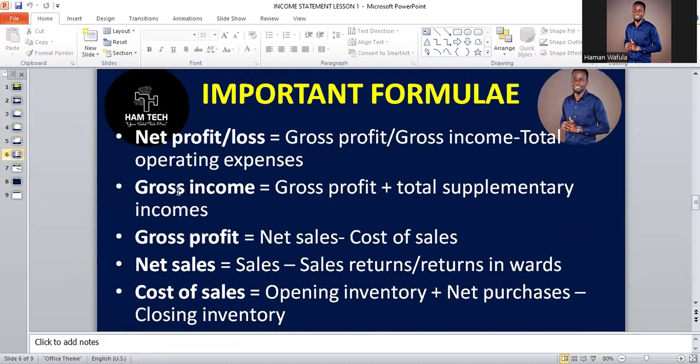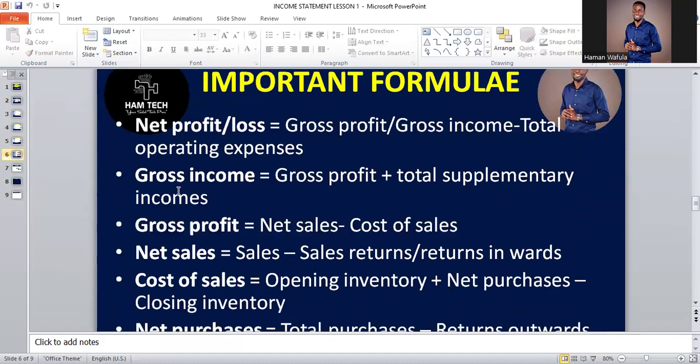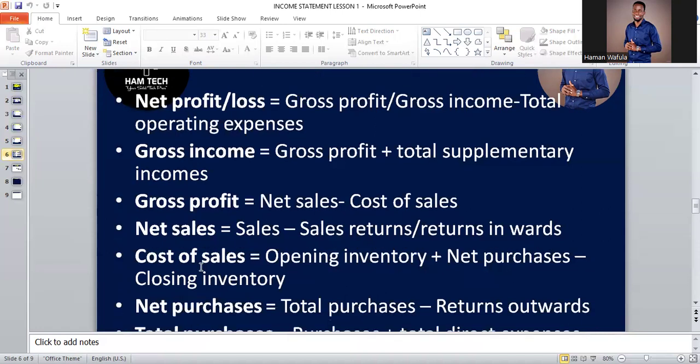So in order to prepare an income statement, these formulas are very important. The main purpose of preparing an income statement is to determine the net profit or net loss of the business. The formula is gross income minus total operating expenses. Then gross income is the gross profit plus total supplementary incomes, as you can see there. Gross profit is net sales minus cost of sales.